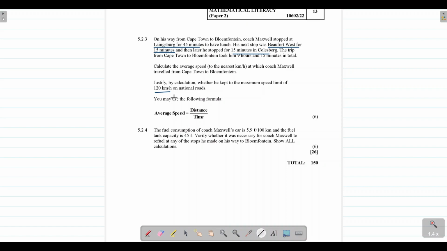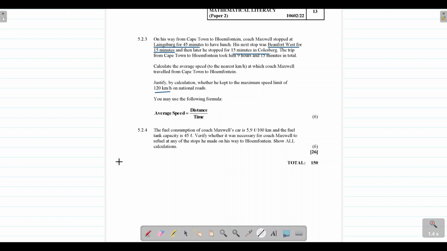They told us that we may use the following formula. We are given the formula on how we can calculate the average speed. The average speed is equal to the distance in kilometers divided by the time.